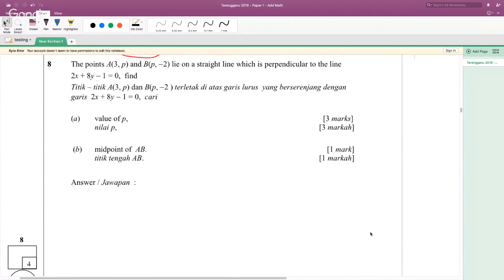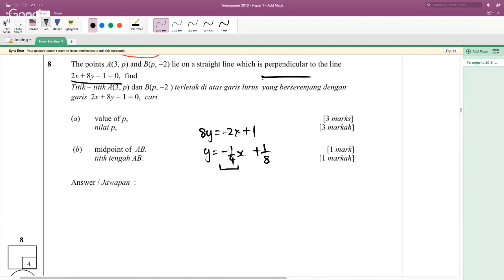Okay, number 8. AB lies on the straight line which is perpendicular to the line. All right, so find the value of p. Okay, it's very interesting. What I'm trying to do is change this one into y equals mx plus c first. So I say 8y equals negative 2x plus 1. So y basically equals negative 2 over 8, which is 1 over 4, x plus 1 over 8. All right, so I know the gradient for this line is negative 1 over 4.